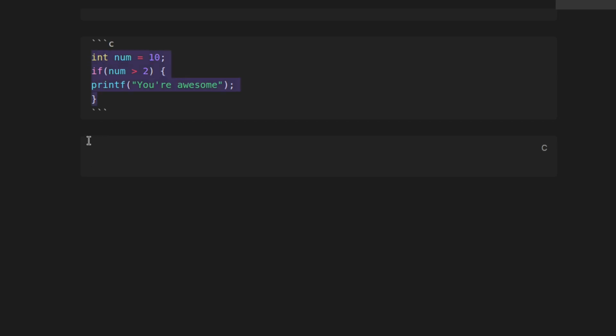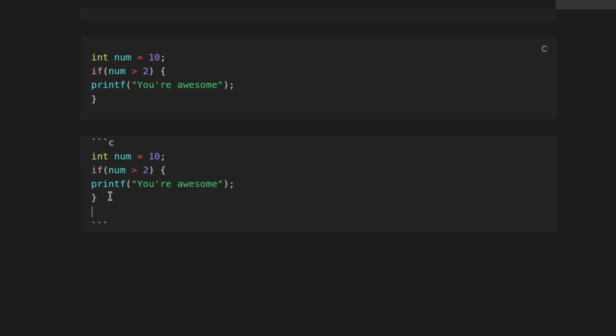So then what do we do? If this condition is true, then print "you are awesome". But if this condition is not true, then you use the else. This statement is not true, that is okay. We can run this. We don't need to write anything like number is greater than or less than in the else block. And printf, "you are a bad person".